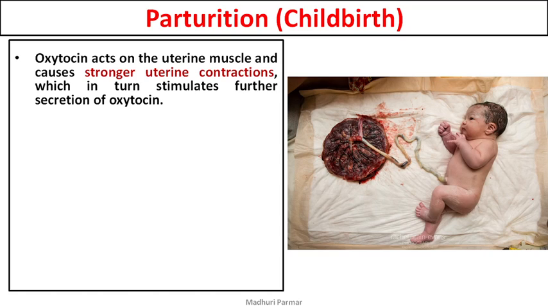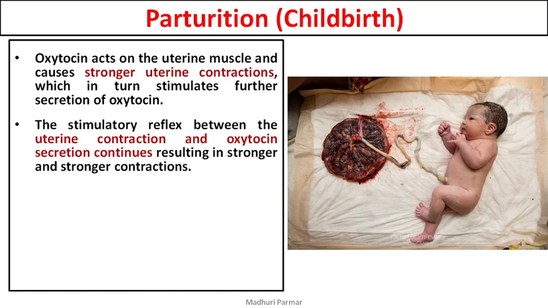This is like a positive feedback. The more the contraction, the more oxytocin increases. When oxytocin increases, the contraction becomes stronger. The stronger the contraction, the more oxytocin increases. So this is how little by little the strength of the uterine contraction increases. Slowly, slowly, the contraction will become increasingly strong. This stimulatory reflex between the uterine contraction and oxytocin secretion results in stronger and stronger contraction.